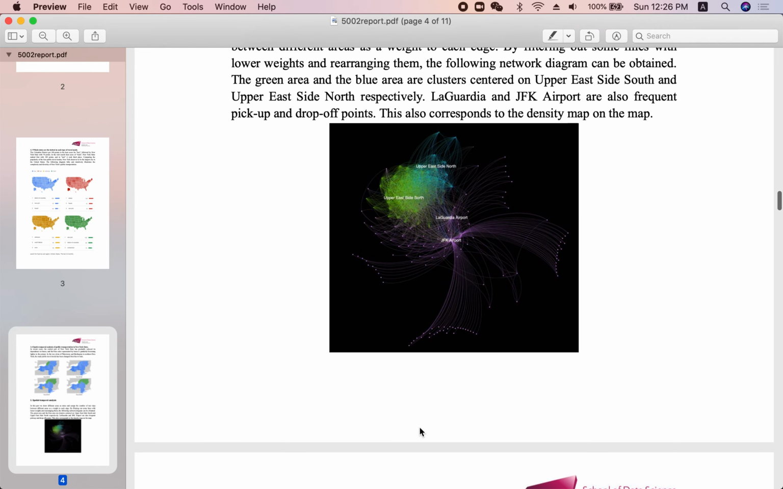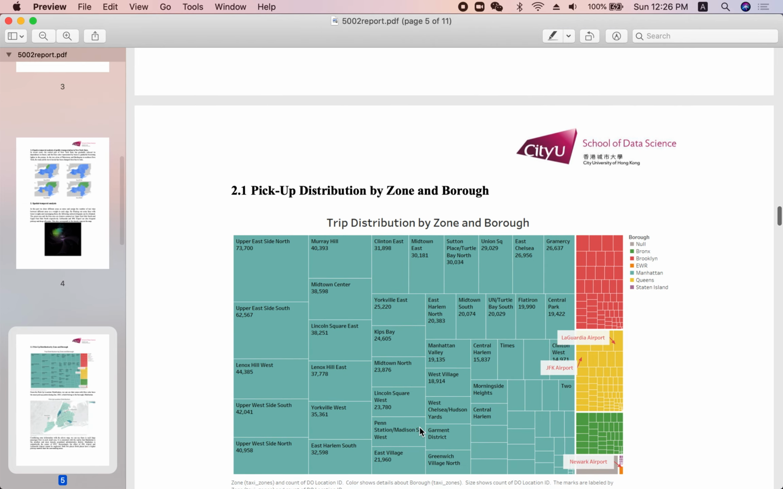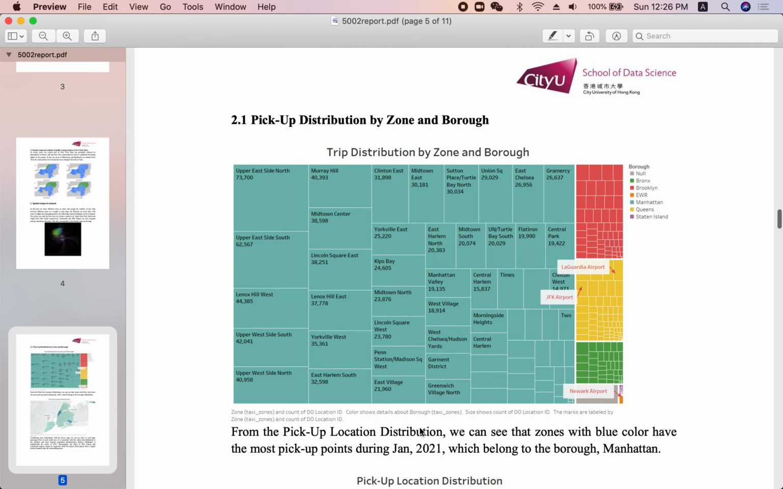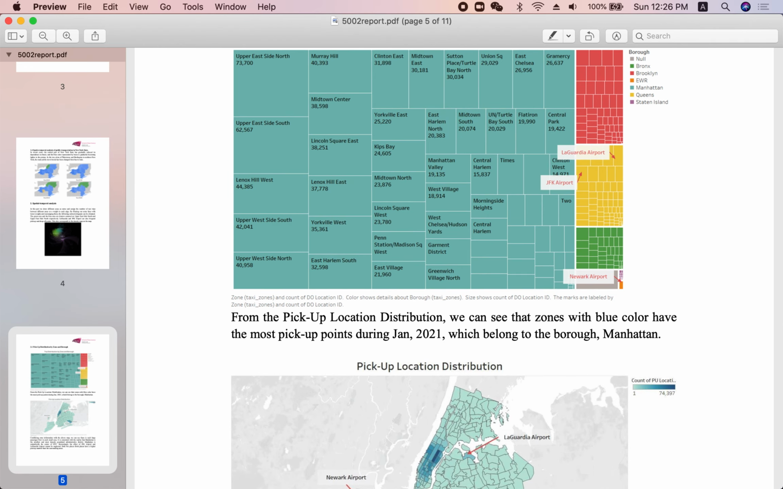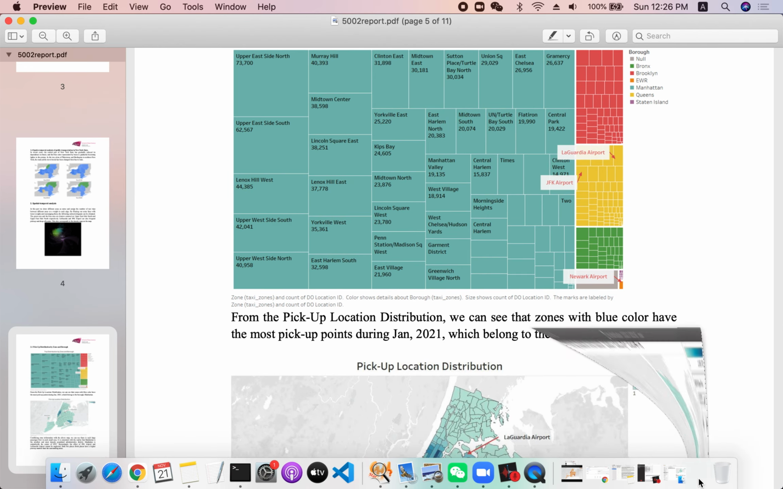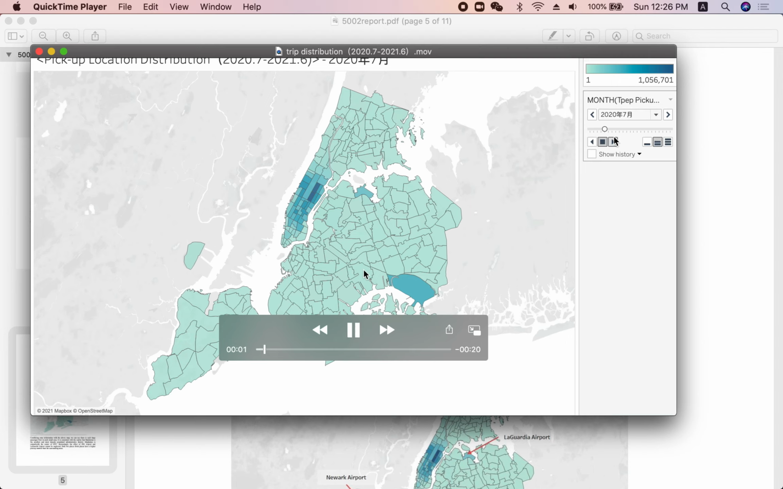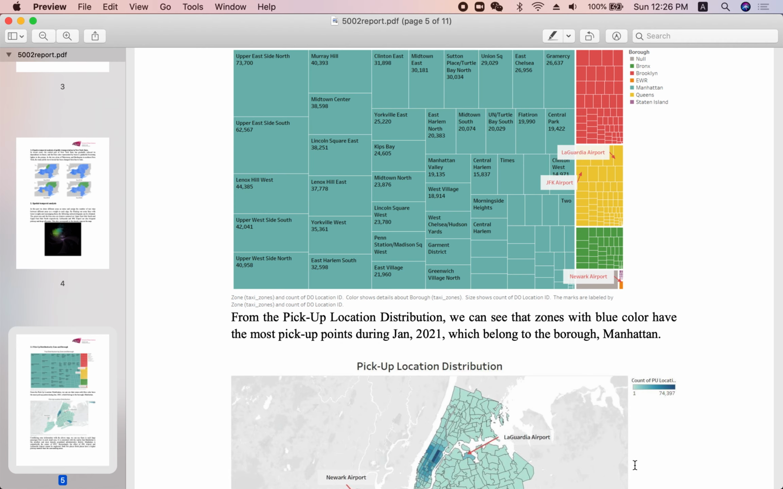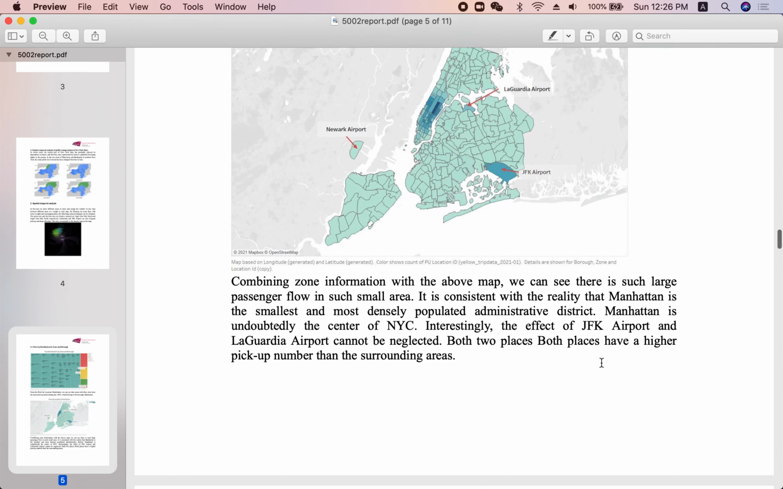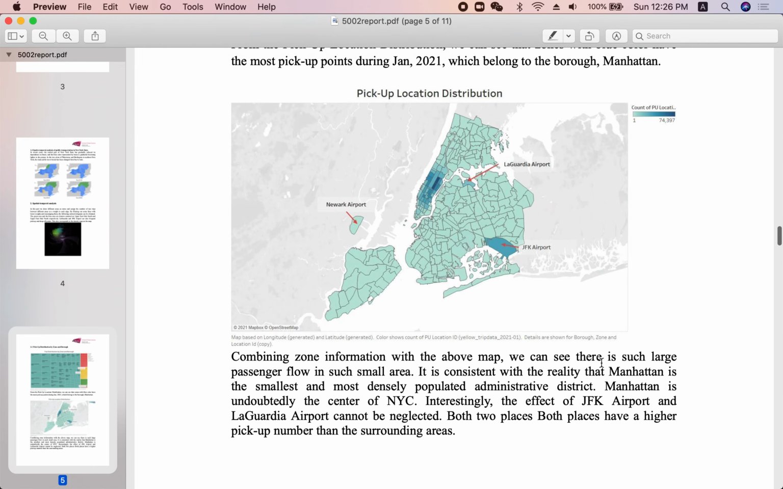And we also found many of the top high-frequency pickup spots belong to Manhattan, but airports also have high pickup frequencies. This can be proved by our spatial temporal analysis on pickup spots. And we did the analysis on the pickup distribution at night.